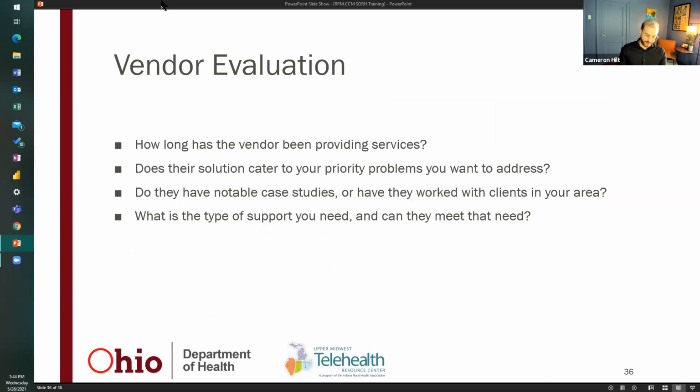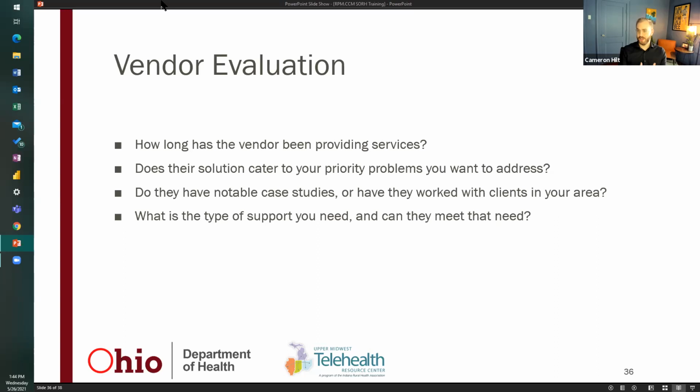So a couple of questions, especially if you're looking to work with a vendor, a couple of questions I would encourage you to address with them whenever you're looking are really these four options here. And so one is how long has the vendor been providing services? So this may be more important for some than others, but especially in the technology space and the amount of vendors that are available.